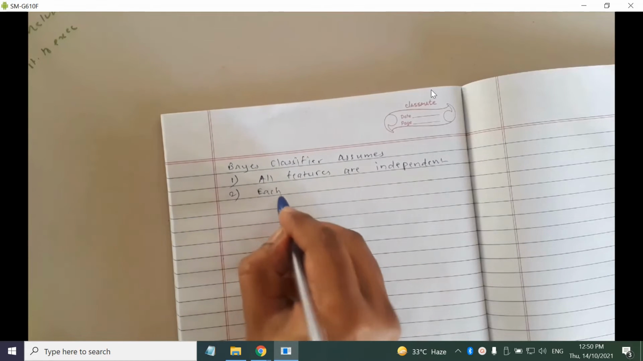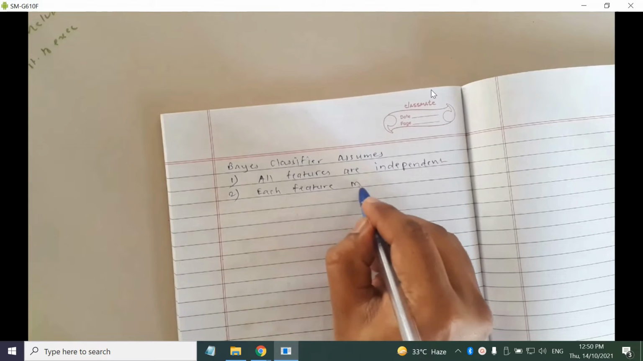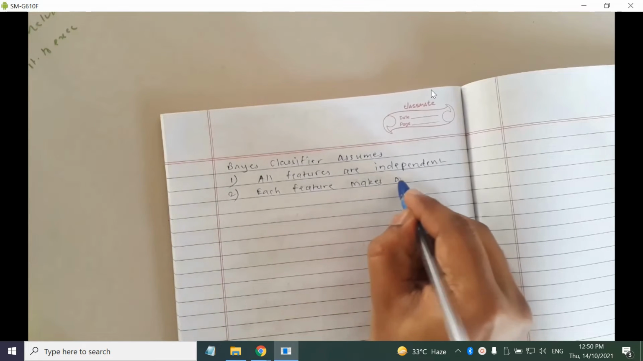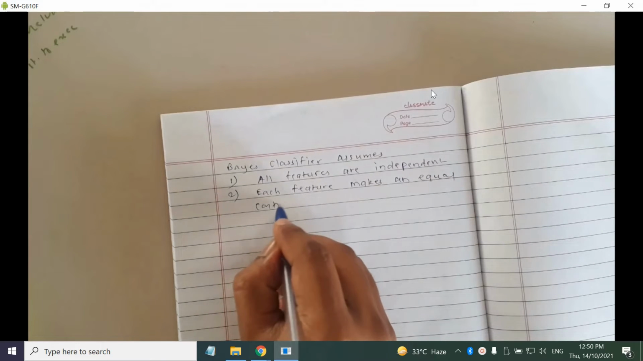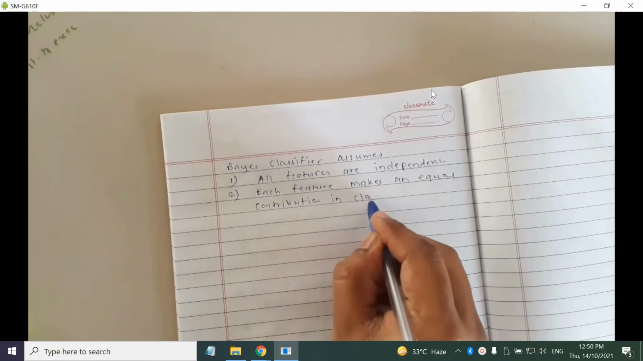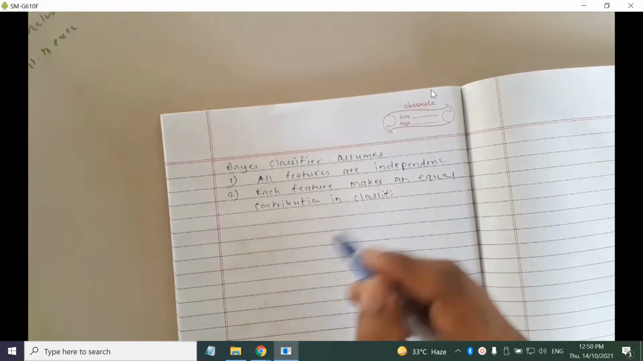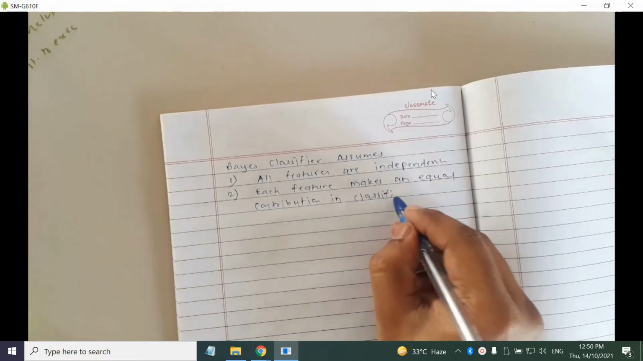Each feature makes an equal contribution in classification. All are independent and all are making equal contribution in classification.